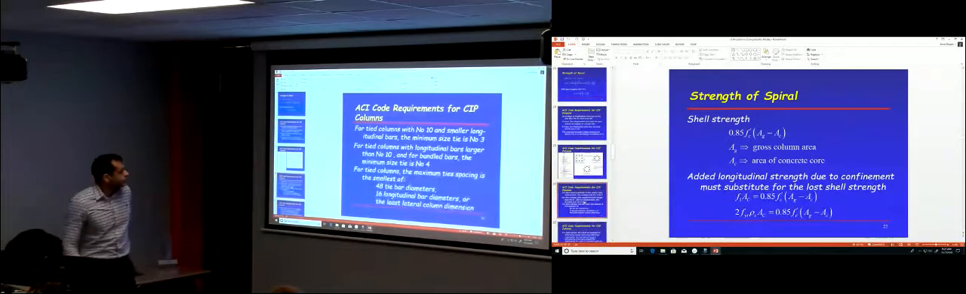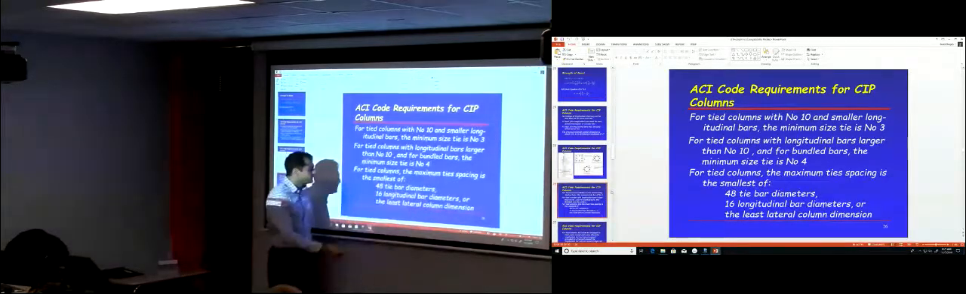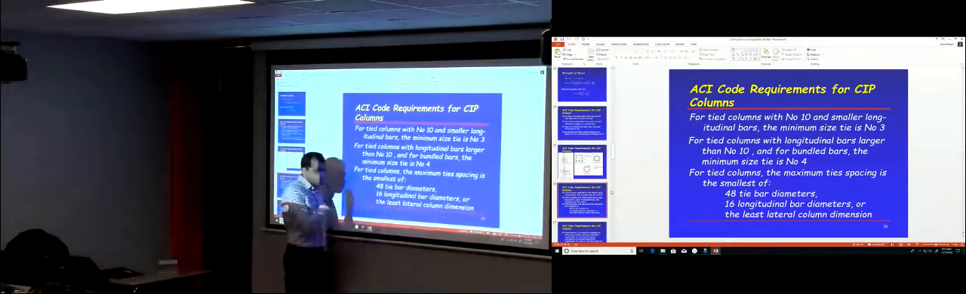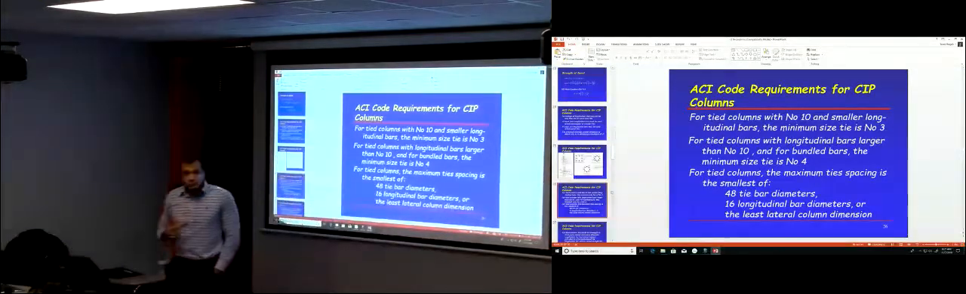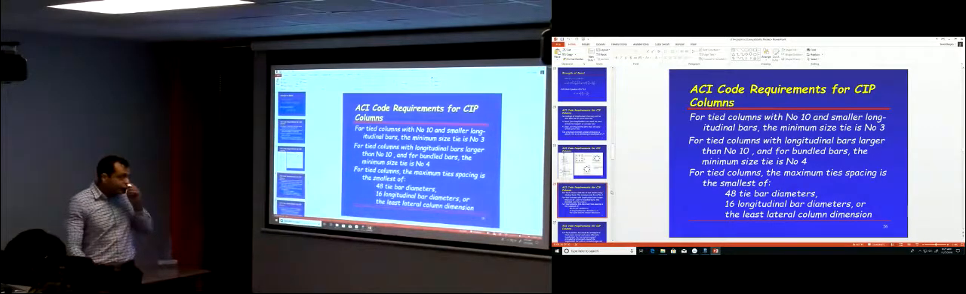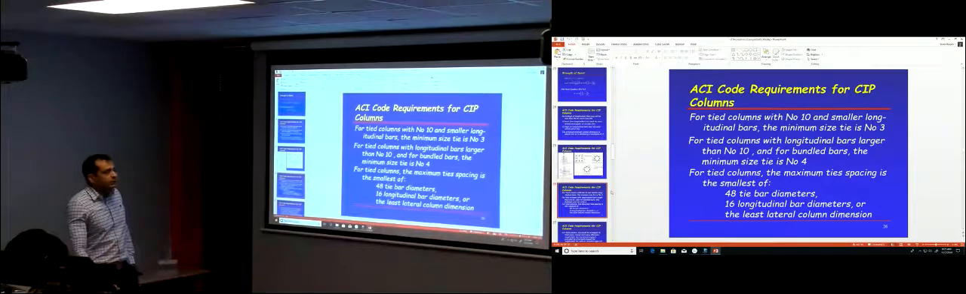Yes, over here. So for tied column, the maximum tie spacing is the smallest of 48 multiplied by the bar diameter, or 16 multiplied by the longitudinal bar diameter, or the least lateral column dimension, okay? So the spacing of the ties is limited to those values, okay? So that buckling of the longitudinal bars in the column does not happen.